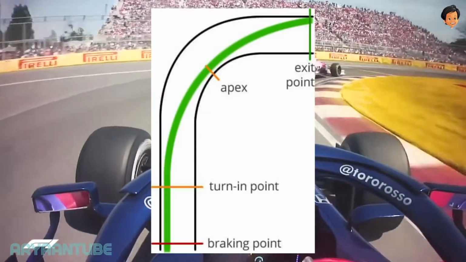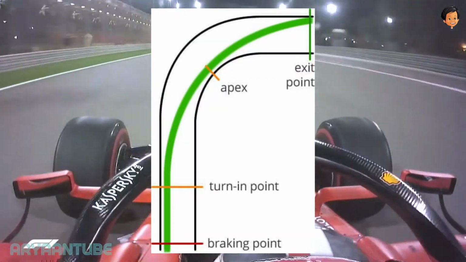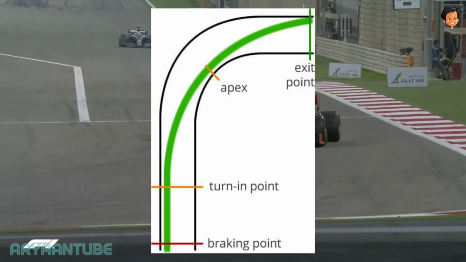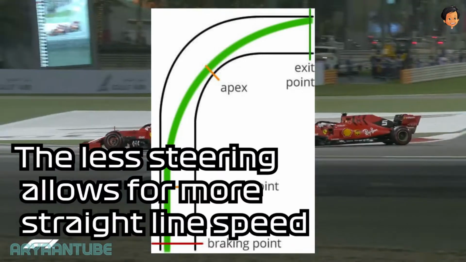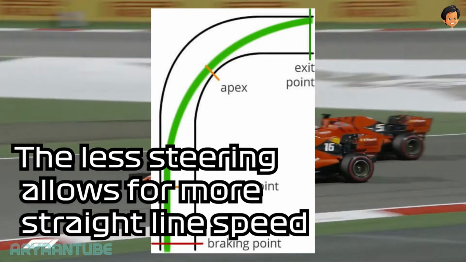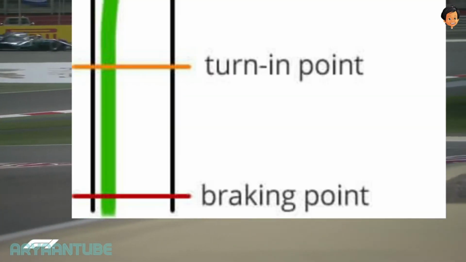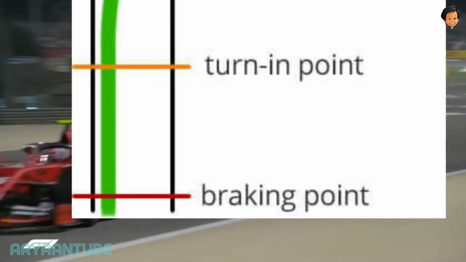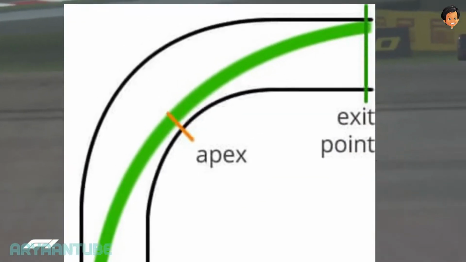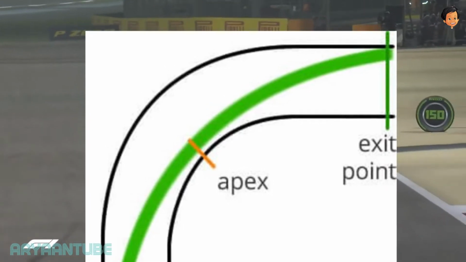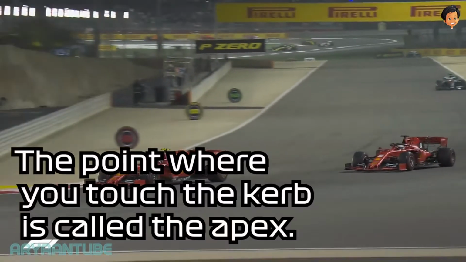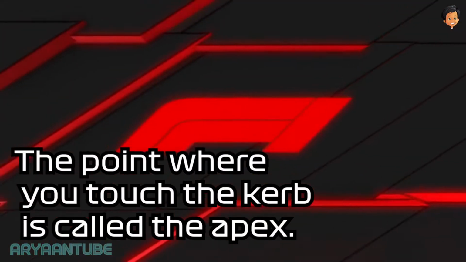So here we can see this turn. The driver wants to get the perfect turn where you can steer as little as possible. The less steering allows for more straight line speed and thus you can just go really quickly. The car is going to brake before turning at this point and then turn at this angle where you can just touch the curb and then slingshot away. The point where you touch the curb is called the apex.